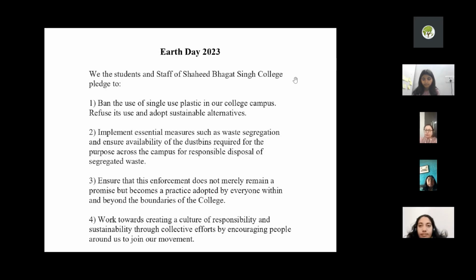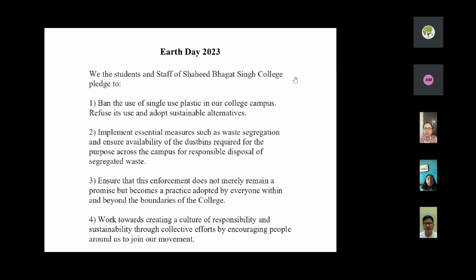We, the students and staff of Shahid Bhagat Singh College, pledge to ban the use of single-use plastics in our college campus, refuse its use and adopt sustainable alternatives.